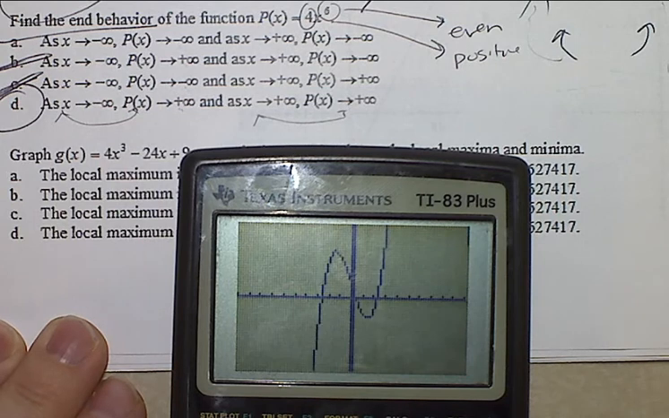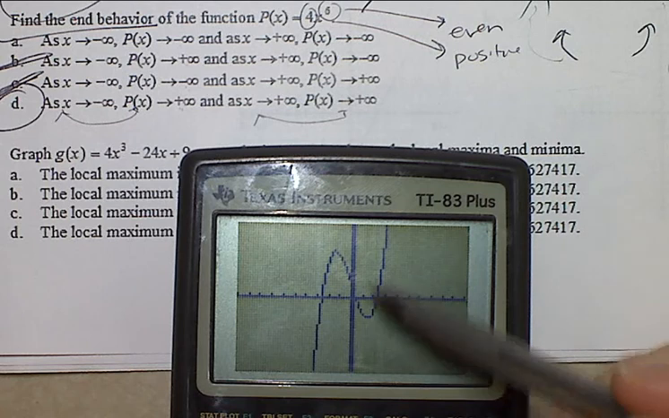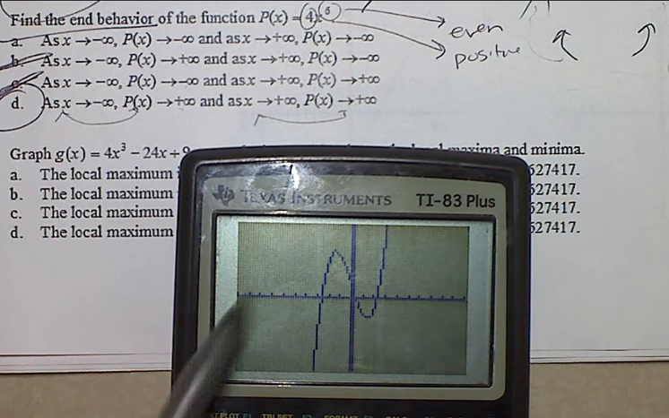I adjusted the y values to be the minimum y value to go down to -50 and the maximum to go to +50. And in doing so, I'm able to see the local maximum and minimum. So remember, I'm looking for the y values at this point and the y values down below.